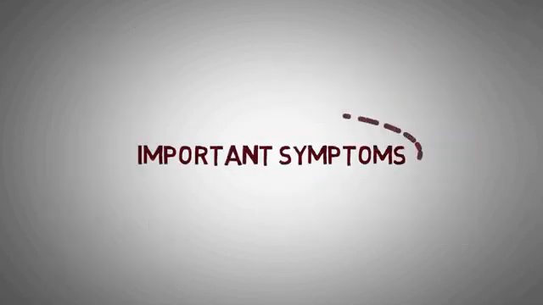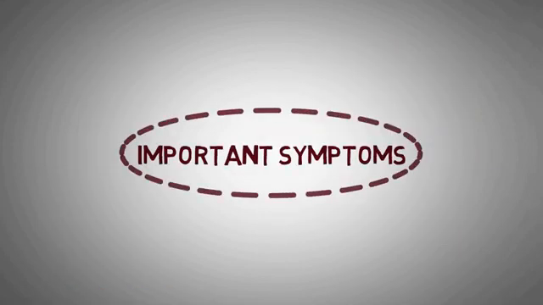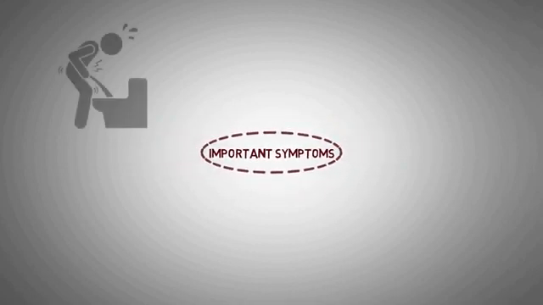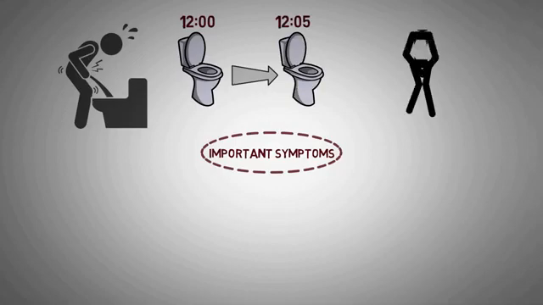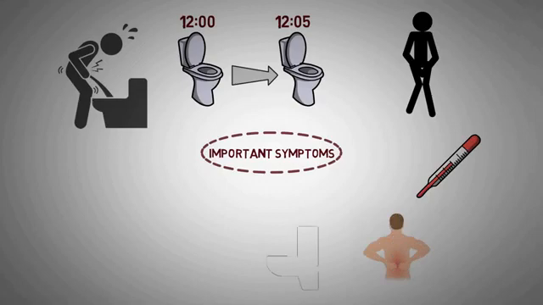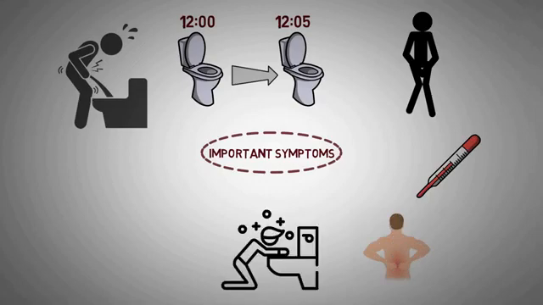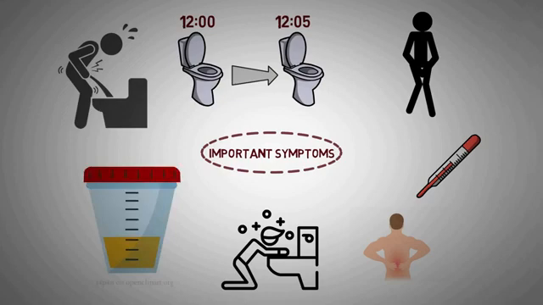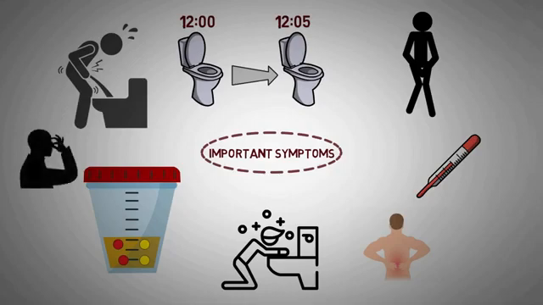Now let's look at some of the important symptoms of urinary tract infections. Burning with micturition, having to urinate frequently, urge to urinate even on an empty bladder. You can develop fever. You can have low back pain or flank pain. You can also develop nausea and vomiting. Rarely, blood or pus may be visible in the urine. Urine can appear cloudy or strong smelling.